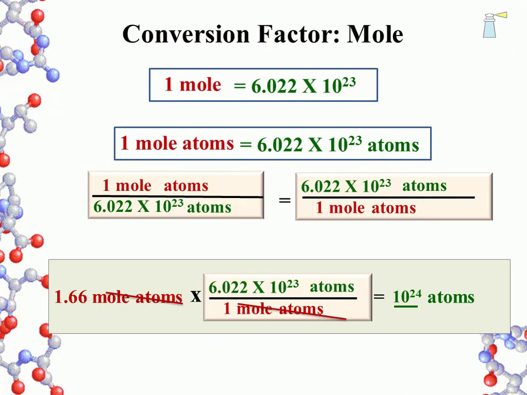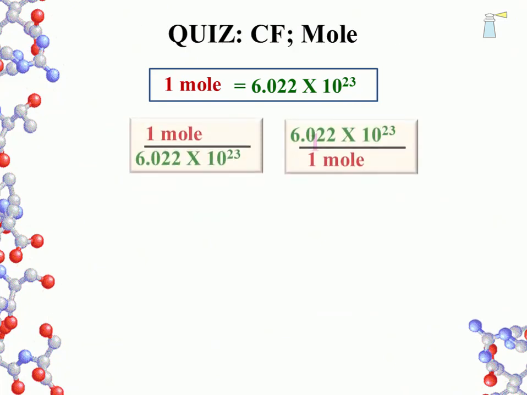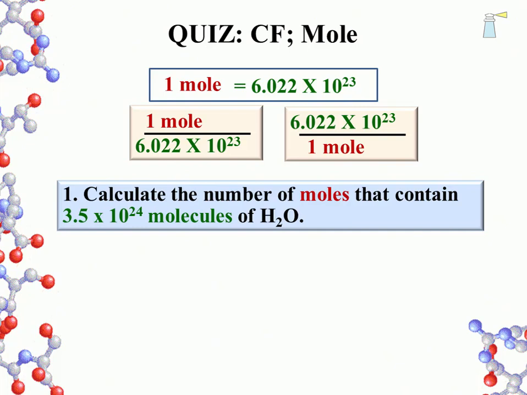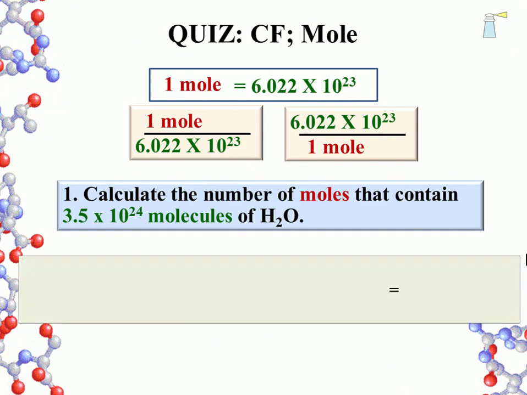This lecture ends with review in the form of a quiz. The definition of the mole and the 2 unit factors derived from the definition will be our key to solving the following conversion problems. The first problem: calculate the number of moles that contain 3.5 times 10 to the 24th molecules of H2O. Identification of this question as a conversion problem is the first step.